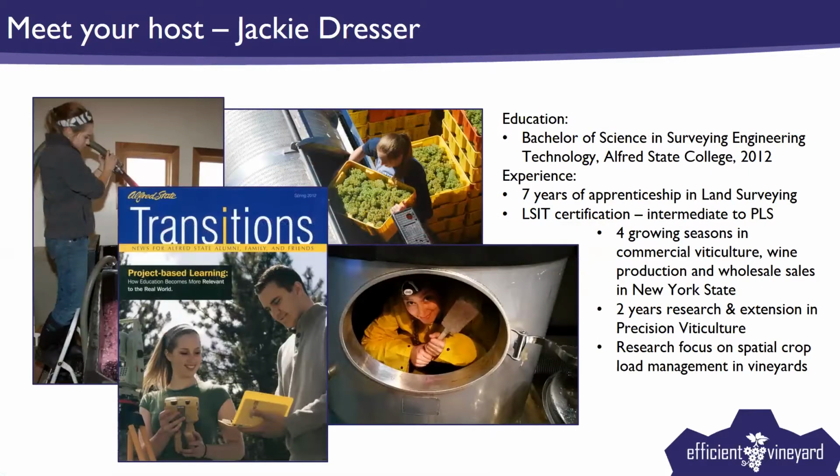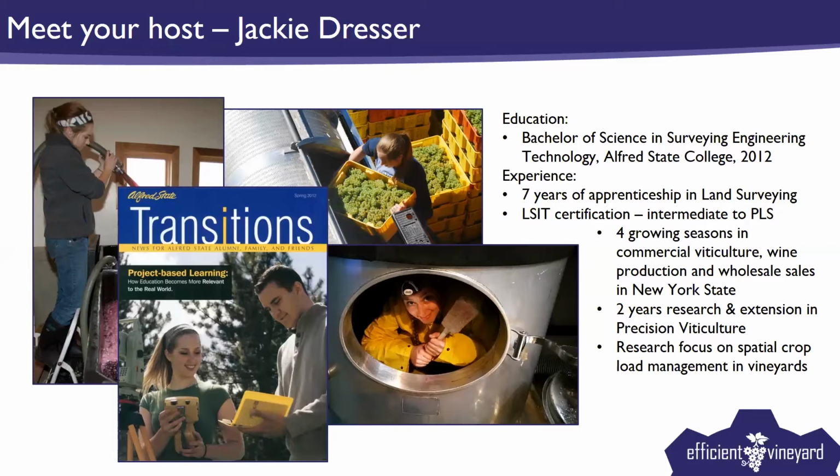All right, so my name's Jackie Dresser, as some of you may have heard already. I've been drawing maps for a long time. I started a surveying apprenticeship when I was 15, so it's sort of in my blood. My dad's a surveyor, and measuring things and thinking about the relationships of them spatially is ingrained in how I think and how I operate. So being able to bring that to agriculture and viticulture specifically has been really great. The LSIT certification that you're seeing there is sort of an interim step to a professional land surveying degree.